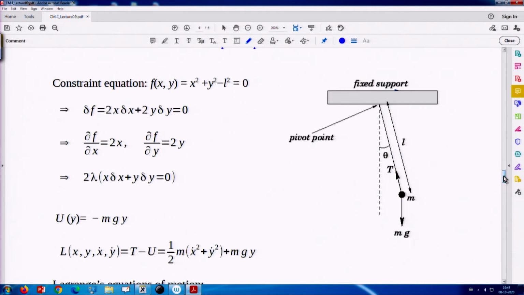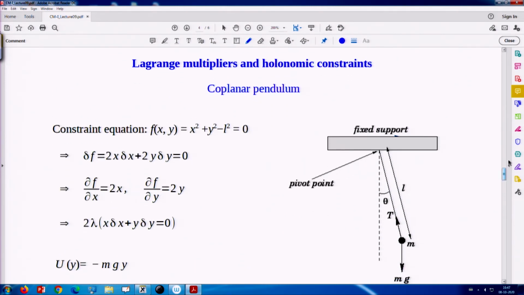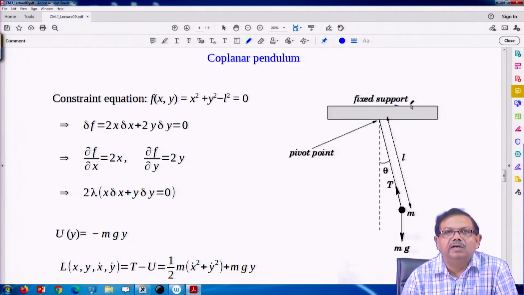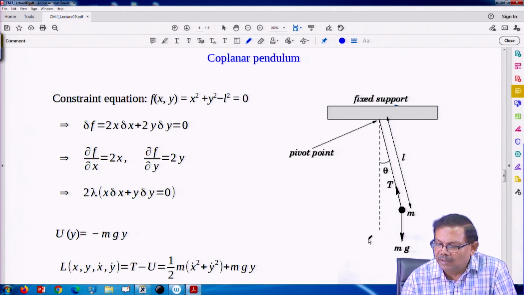Let us look at another example which we come across very often, the coplanar pendulum. So, here I have plotted a coplanar pendulum. The pendulum is attached to a fixed support at some pivot, and it can do motion in the vertical plane. The generalized coordinate is theta, but if we want to write the coordinates in the Cartesian system, then I will have x and y.